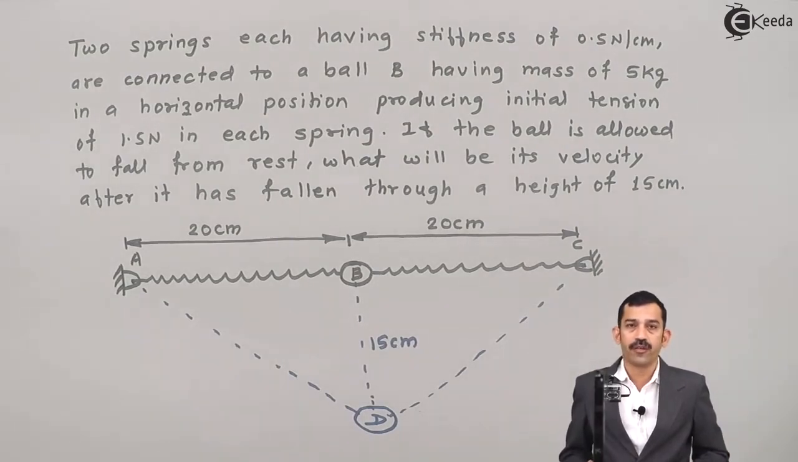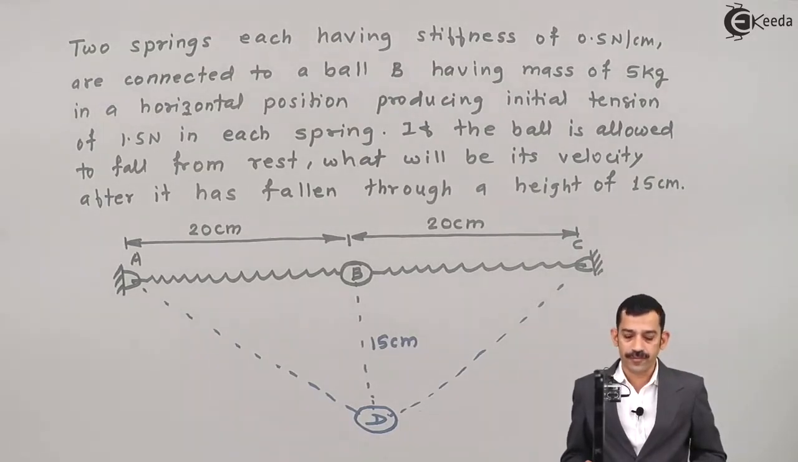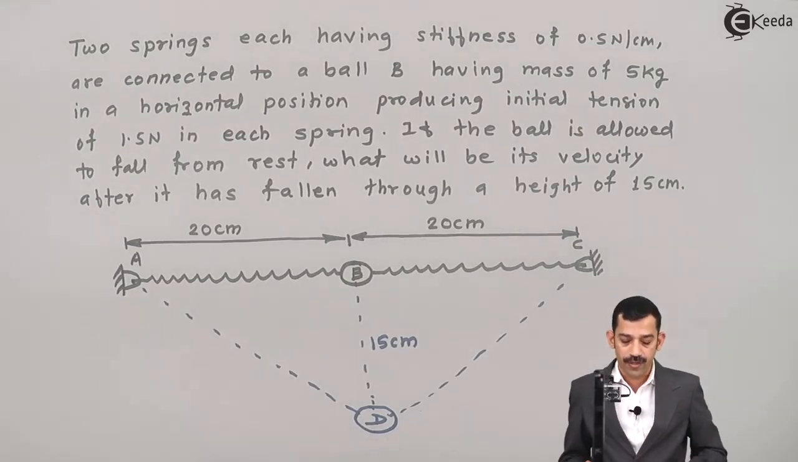Now when tension is developed, that means the forces acting on the spring are a pull type of force. Therefore springs are in tension. As the springs are in tension, the length of spring, which is given as 20 centimeter, is definitely greater than the free length of spring. Therefore in this problem, free length of spring is not given and deformation is also not given. What is given, the important part here, is the initial tension in each spring, 1.5 Newton.